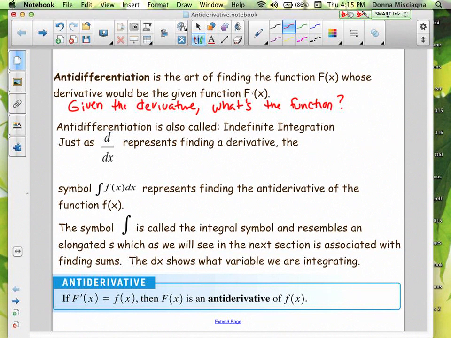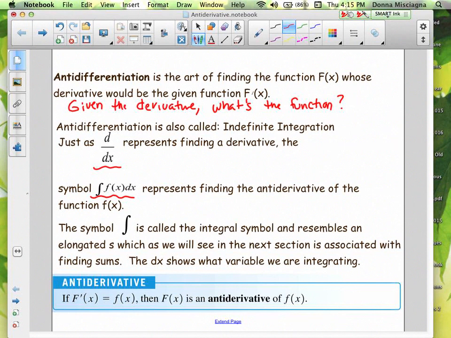So antidifferentiation is also called indefinite integration. And just as d/dx represents finding a derivative, the symbol with the elongated s there, the integral of f of x dx, means finding the antiderivative. That's a tongue twister.